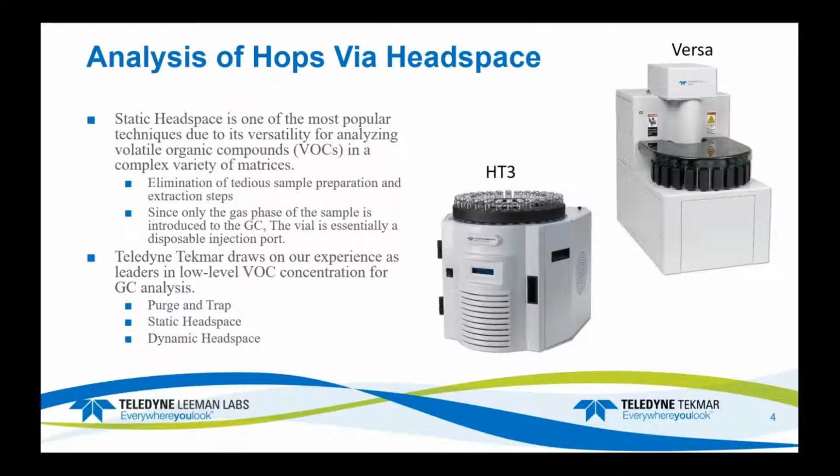The 2 models we see here are the HT3, which is our static and dynamic mode, so you can use a trapping technique or a standard static. And then the Versa, which is a lower cost, static-only model. That's what the fingerprinting was actually done on.